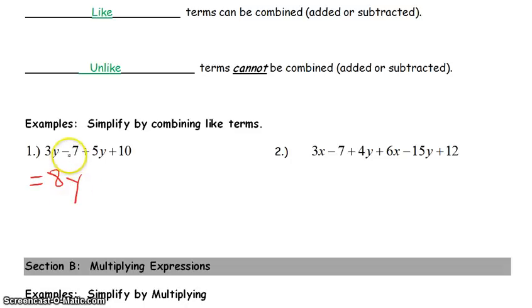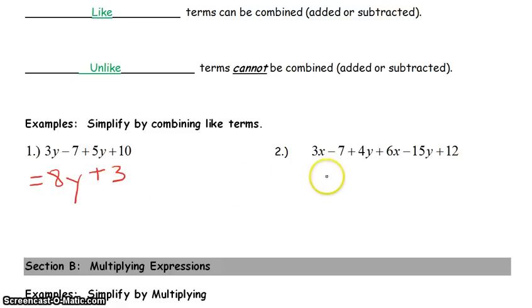Now we look here, we have this minus 7 and positive 10. Both of these do not have any variables, so they are like terms. This is negative 7 plus 10, which would give us a positive 3. And we're done with that problem because 8y and 3 are not like terms, so you cannot combine them.